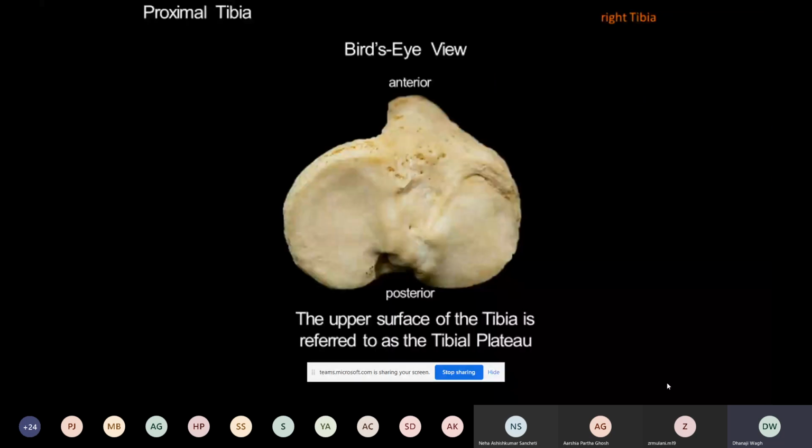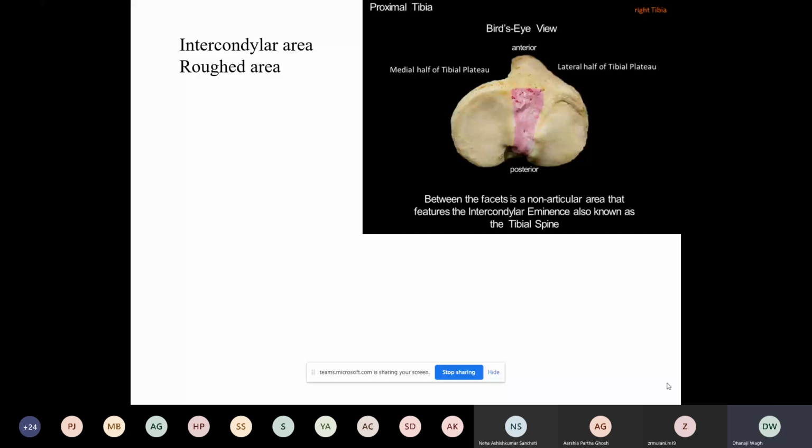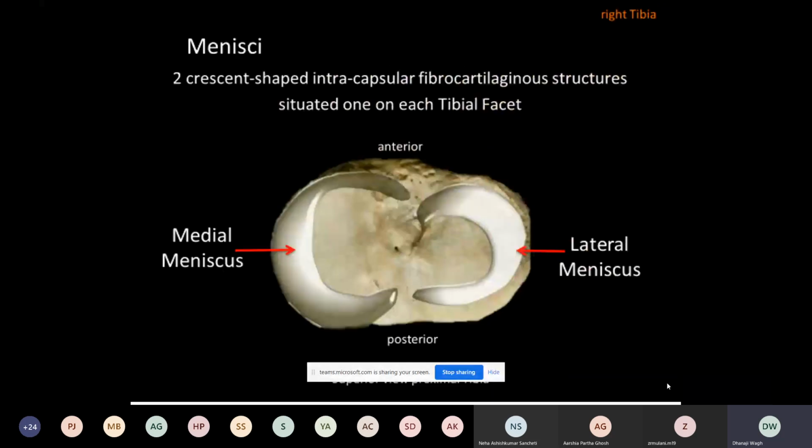See in this diagram these two, medial and lateral condyles. You have to identify them according to their shape. This is the medial condyle, and this is the lateral condyle, and in between, this rough area is called the intercondylar area. The menisci are two crescent-shaped intracapsular fibrocartilaginous structures situated on each side of the tibial facet, the medial meniscus and the lateral meniscus.